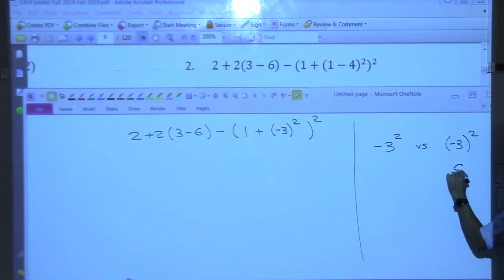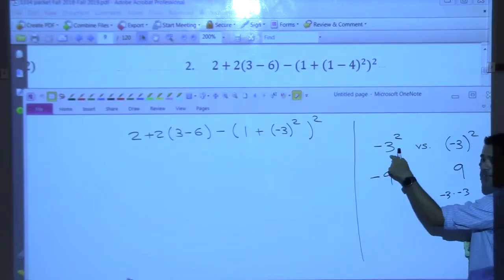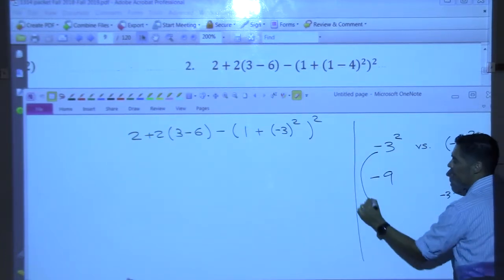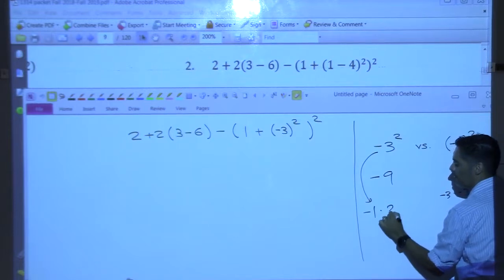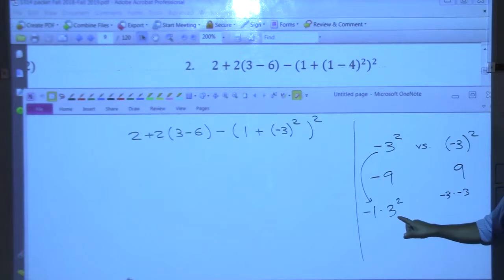That's 9. This is 9, because that's -3 times -3. 2 negatives multiply to be a positive. But this one would be -9. And the reason this one's -9 is because this is really like -1 times 3 squared. That negative in front is like a -1. The squaring is only happening on the 3. And so you square the 3, it becomes a 9, but then you're hitting it with a negative in front. Do y'all see the difference between these two?